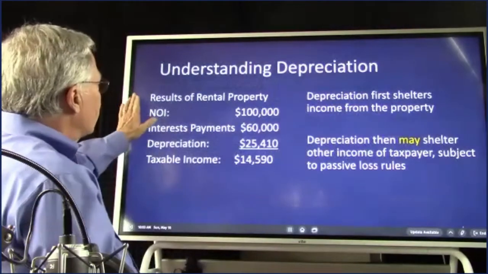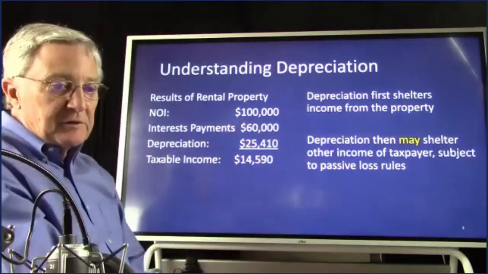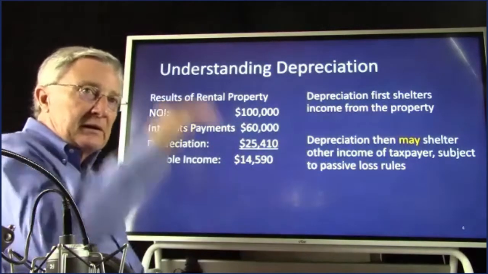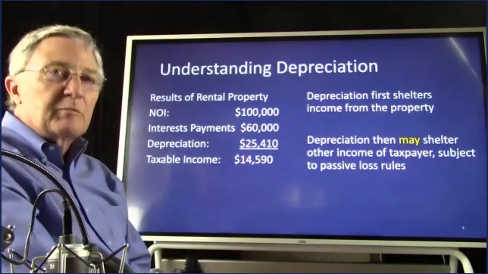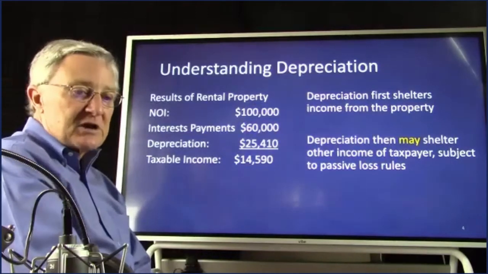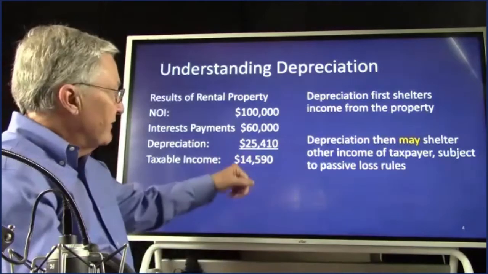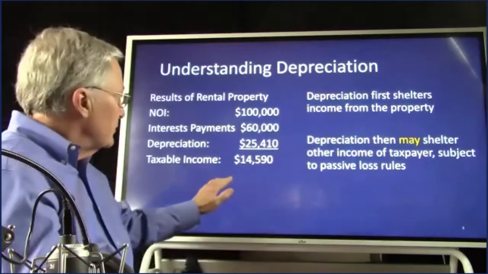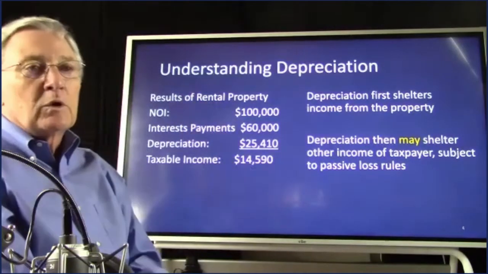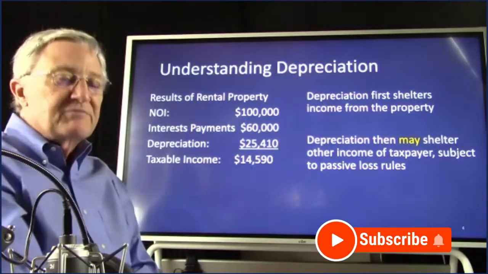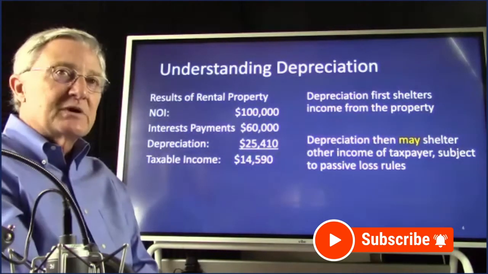Here we have a property that was a $1 million property, and in the first year we're going to have $100,000 of NOI, income minus expenses. We get to deduct our interest, the interest on the mortgage, $60,000, and we get to deduct the first year cost recovery, $25,410. The ending result is that in this property we have taxable income. We're going to report $14,590 of taxable income.